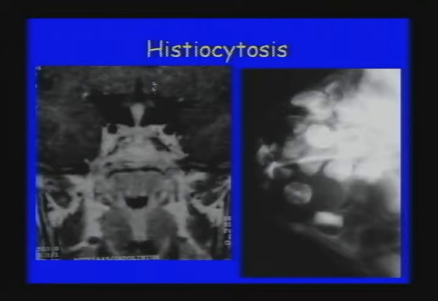Here's a patient on this close-up post-gadolinium MRI of the pituitary. You can see a thickened, enhancing stalk of the infundibulum, and on the same child, you can see that there's a floating tooth sign. This is histiocytosis.